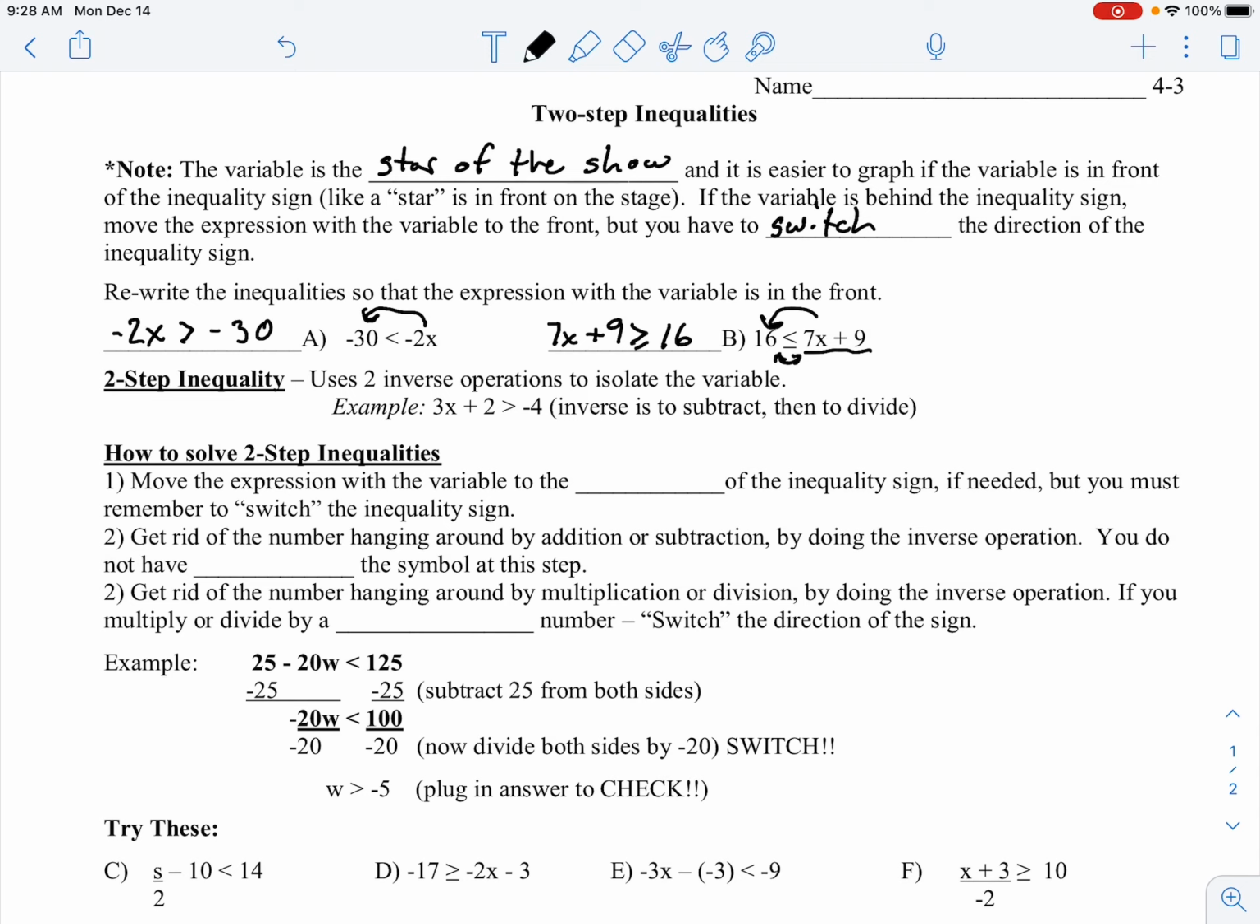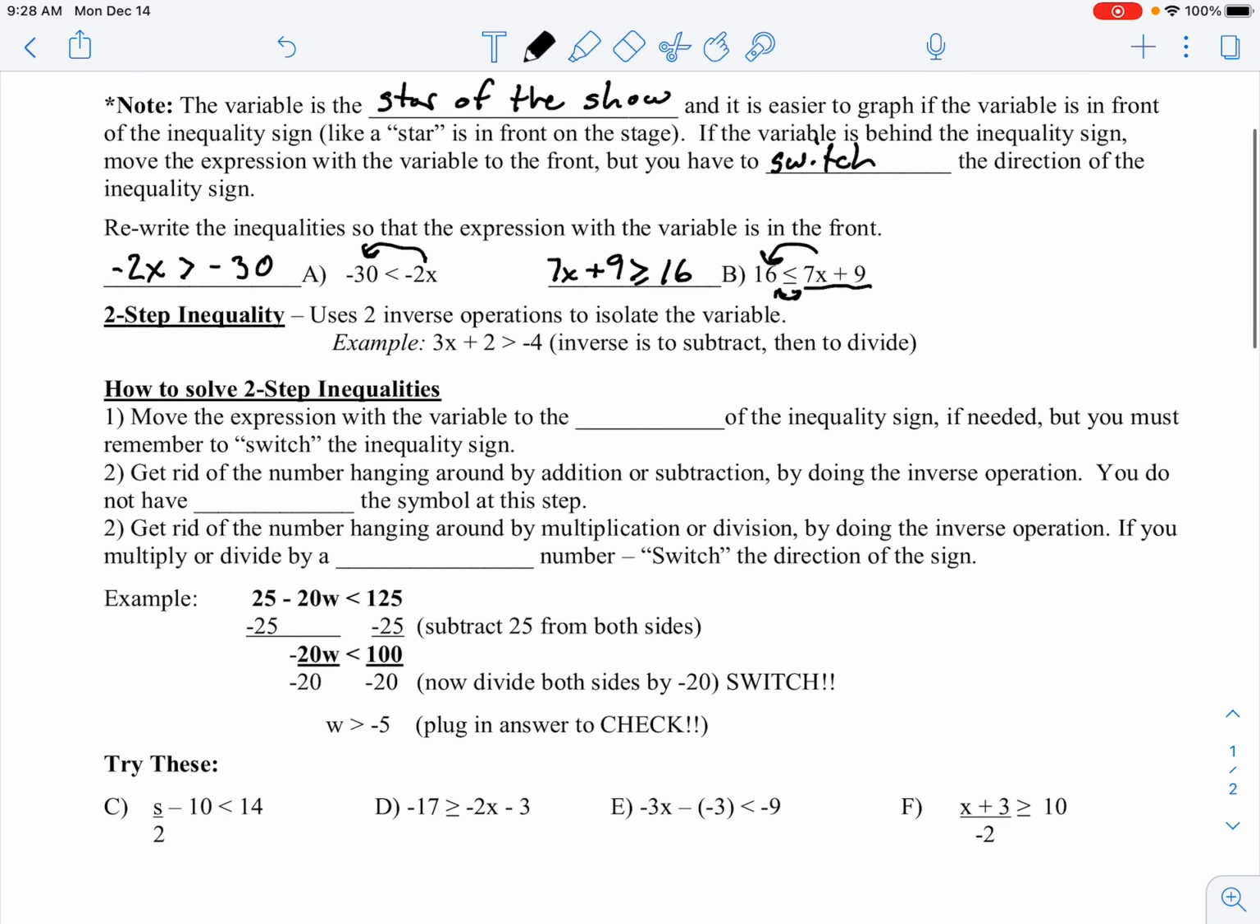So two-step inequalities here are going to, just like two-step equations, use two inverse operations to isolate our variable. So we want to move the expression with the variable to the left of the inequality sign, just like we did above with our first two examples. But we have to remember to switch that sign. Don't forget to switch the sign if you decide to change that up like that.